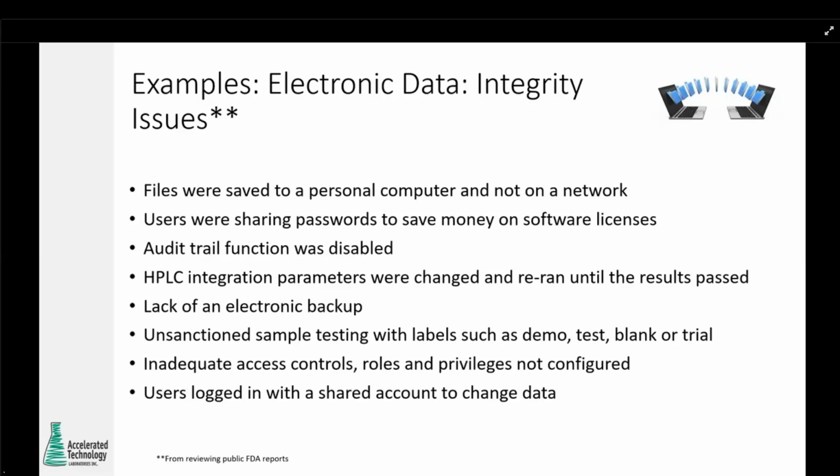HPLC integration parameters were changed and rerun with results passing. No electronic backup of data. Unsanctioned sample testing with labels such as demo, blank, or trial. Inadequate access controls, roles, and privileges, so software wasn't properly configured and everyone could have access to all the data. Users would log in with a shared account and change data so no one could trace who the exact user was. So these are just a few of the findings. There are many, many more. I just wanted to highlight some examples.